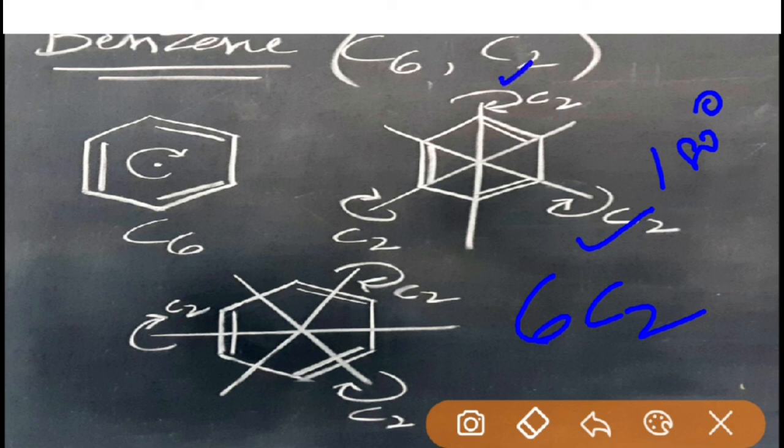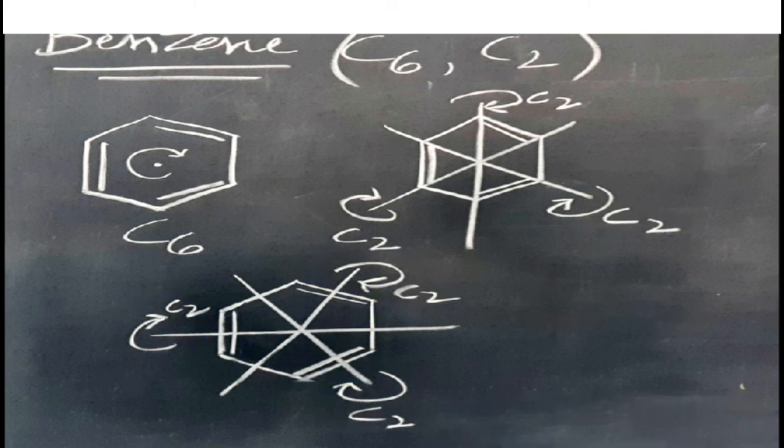This is the second C2 axis, this is the third C2 axis. Similarly, on the lower side, this is the fourth C2 axis, which is basically bisecting two carbon atoms, this carbon atom and this carbon atom. Similarly, this is the fifth C2 axis and this one is the sixth C2 axis. Is it right? So that's about this particular proper axis of rotation and the identity element.